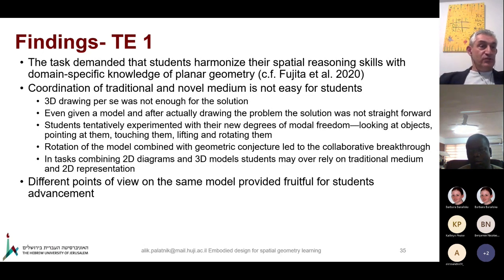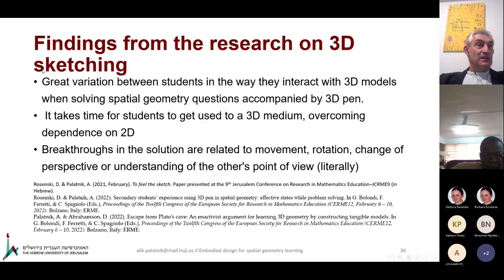Rotation of the model combined with geometric conjecture led to the collaborative breakthrough. In tasks combining 2D diagrams and 3D models, students may over-rely on the traditional medium and 2D representation. And by the way, different points of view on the same model proved fruitful for students' advancement.